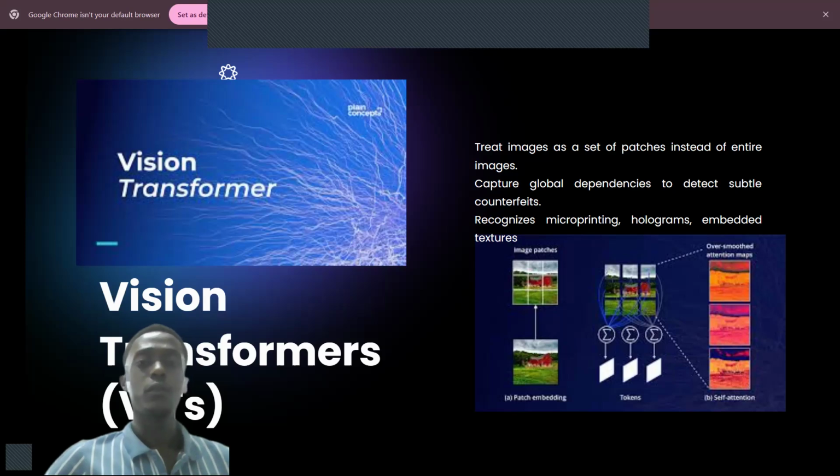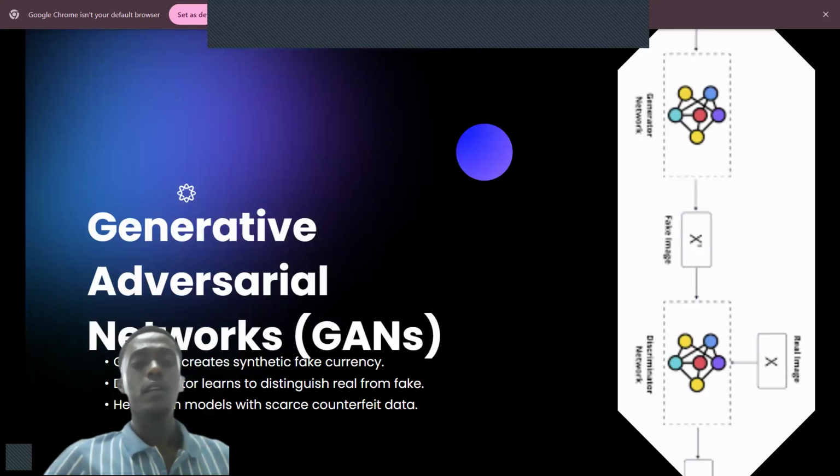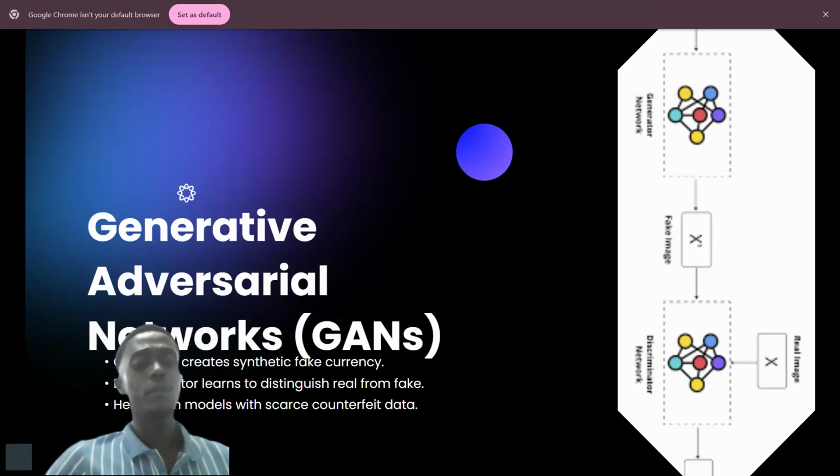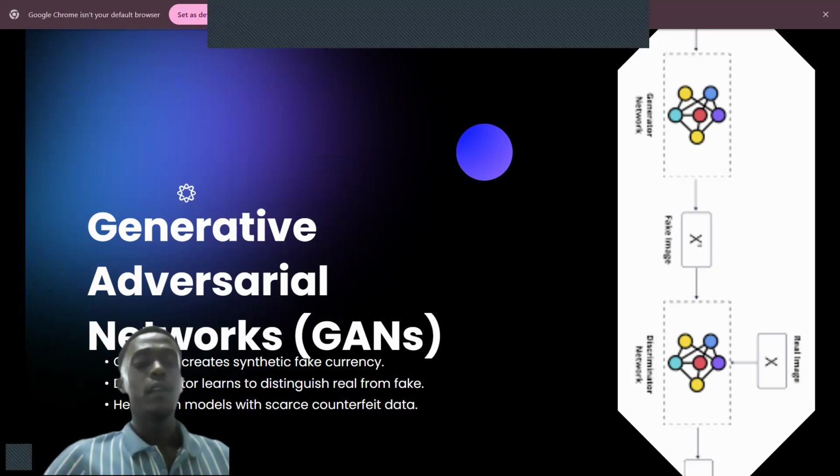Then I go to the generative adversarial networks. These have two sub models. One is called the generator, and it creates the synthetic fake currency in the context of our topic. The second one is the discriminator. The generator develops a fake sample, then passes it to the discriminator, and it's up to the discriminator to distinguish the real from the fake. This is usually used in cases where we have scarce data sets. In our context, we had scarce counterfeit data.